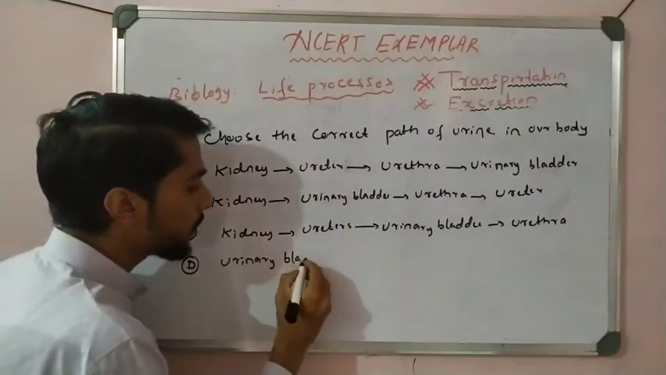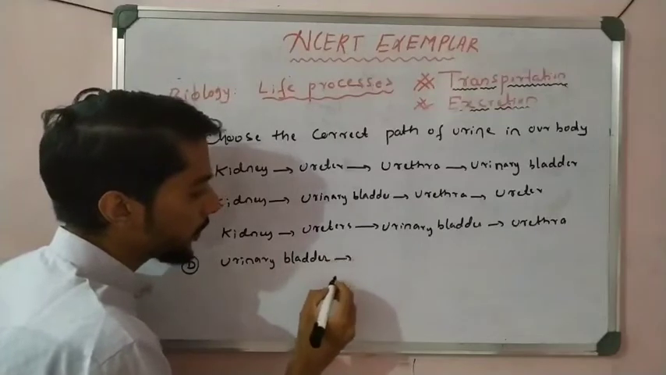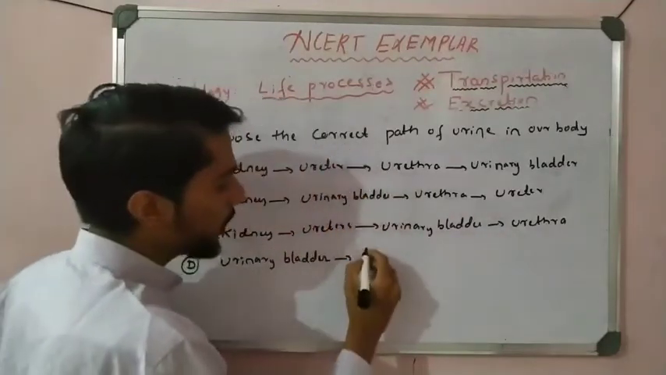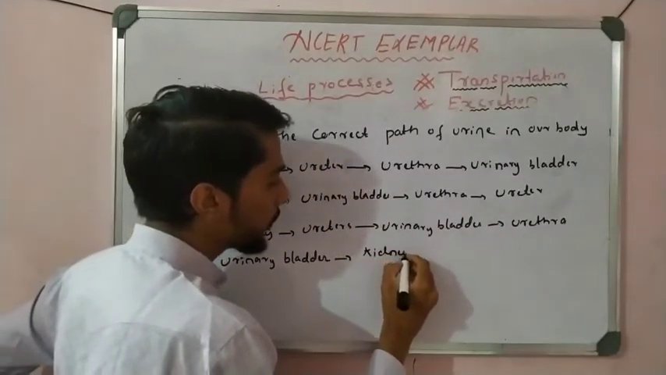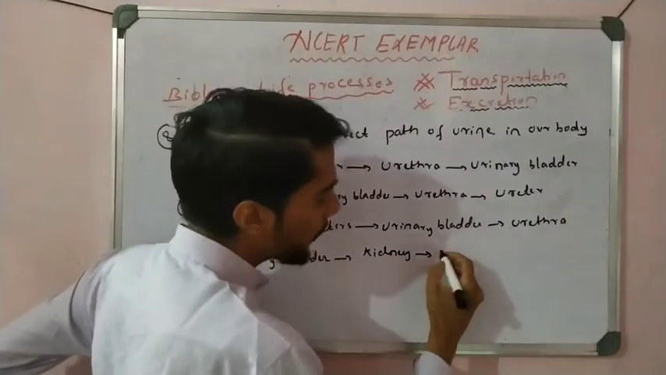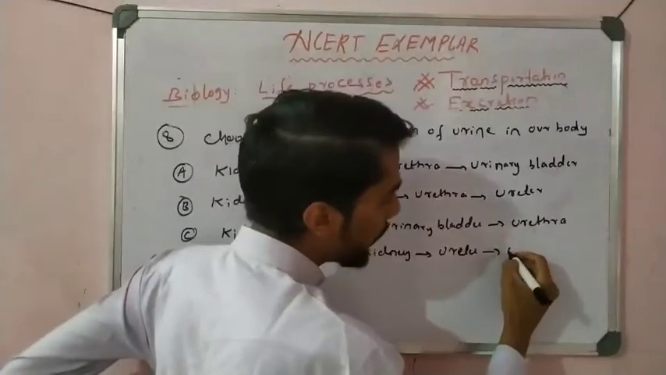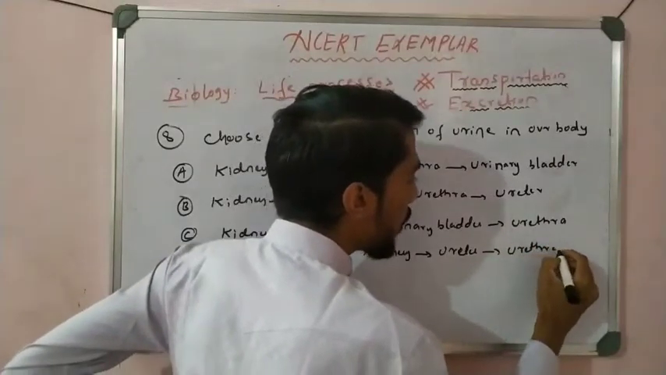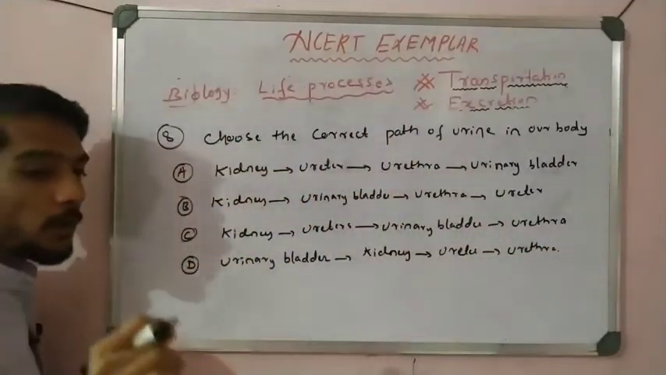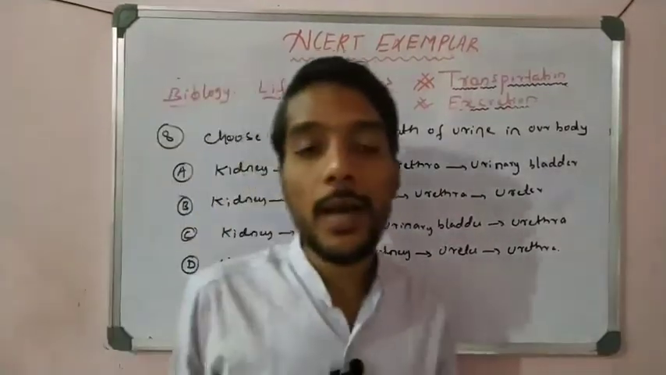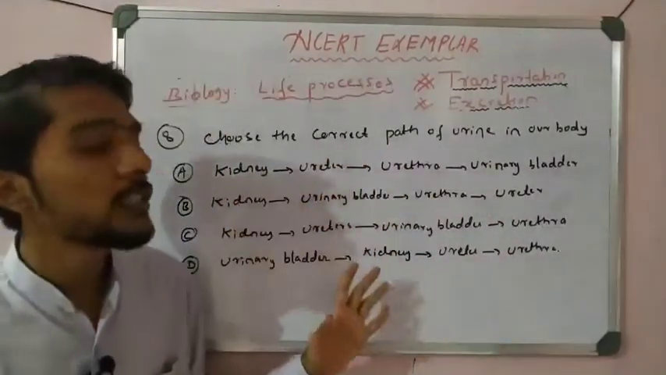Urinary bladder, kidney, ureter, and then urethra. So for answering this, you must have the knowledge about the diagram. If you practice the diagram and labeling, then you can recognize the sequence here.